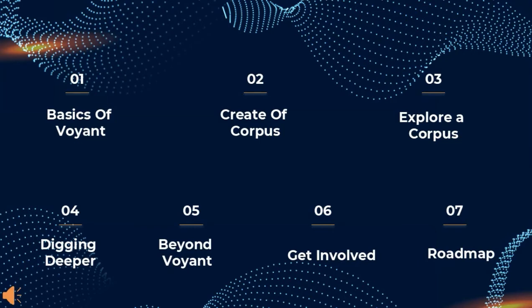Our presentation consists of 7 table of content. The first one is Basics of Voyant. Second one is Create a Corpus. Third one is Explore a Corpus. The fourth one is Digging Deeper. The fifth one is Beyond Voyant. Sixth one is Get Involved. And the last one is Roadmap.